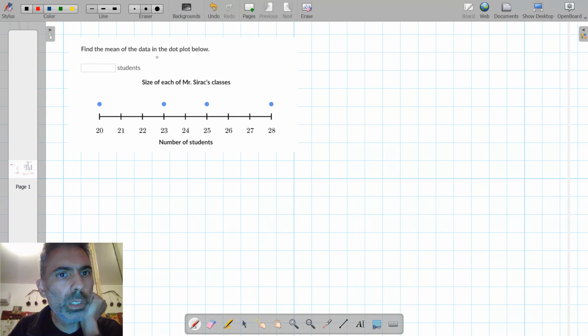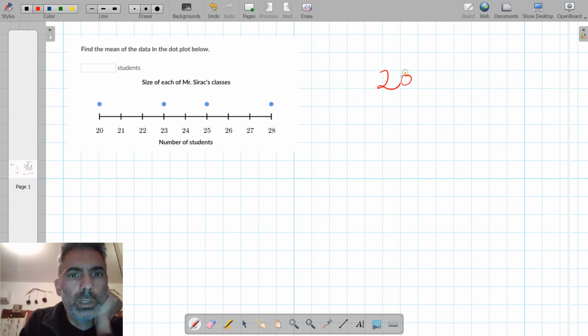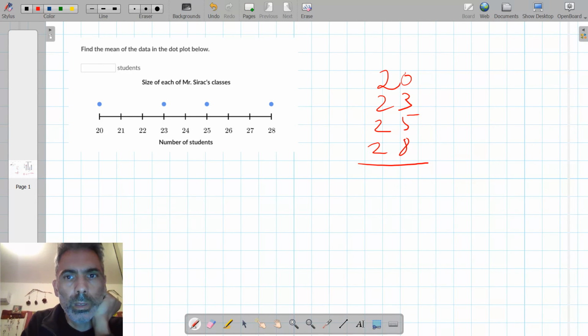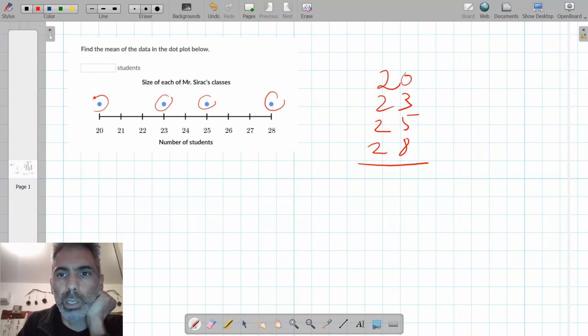Find the mean of the data in the dot plot below. Okay, so we have 20, 23, 25, 28, the size of each of Mr. Sirac's classes, the number of students. One class has 20 students, the other 23, another 25, and another 28. So we need to find the mean. So we add them all up.